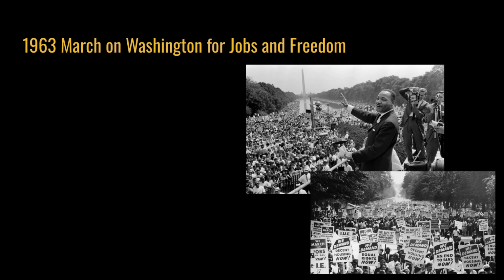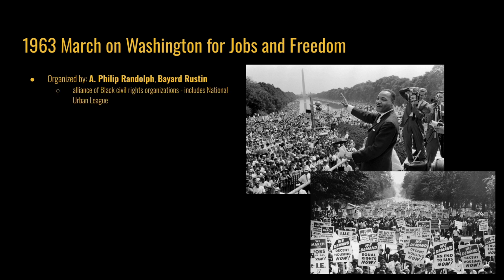Later in the summer of 1963, A. Philip Randolph and Bayard Rustin organized the March on Washington for Jobs and Freedom. The march was rooted in an idea A. Philip Randolph had first proposed during World War II.